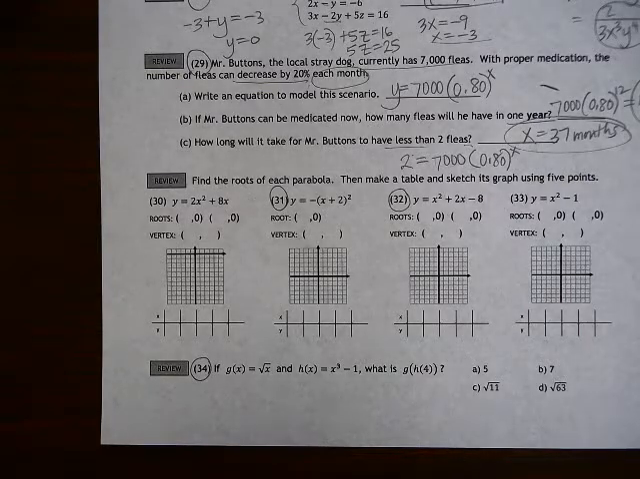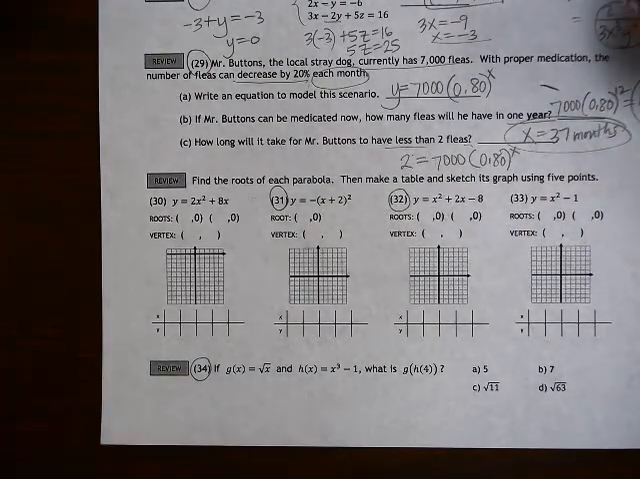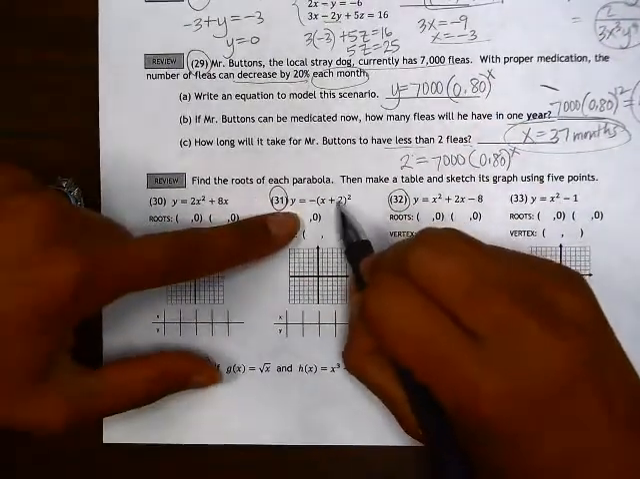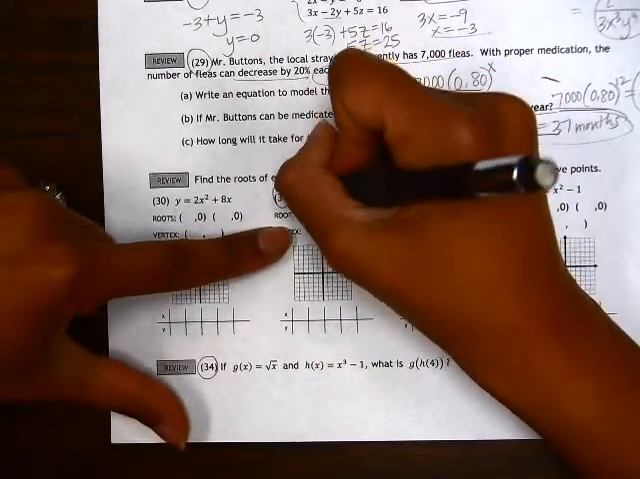This is worksheet 18.5, and we're going to look at graphing parabolas on number 31 and 32. On number 31, this is already in factored form. To find the roots of a parabola, that means y is equal to 0.